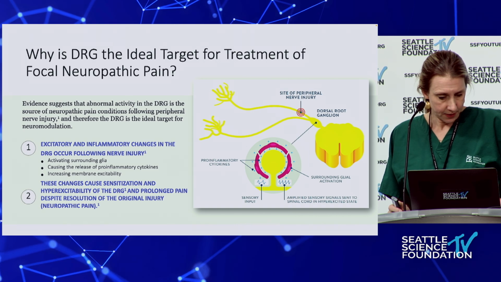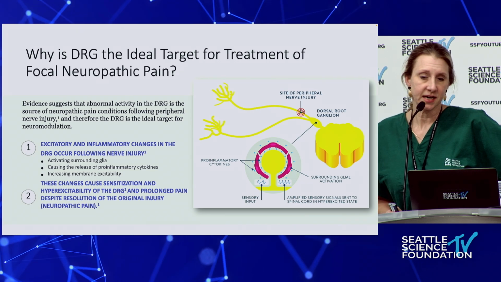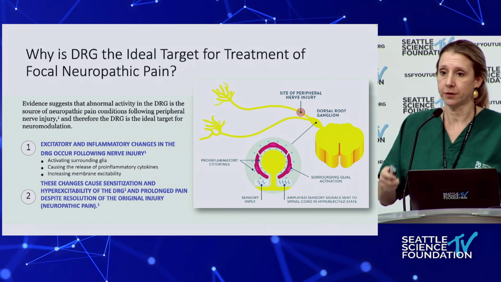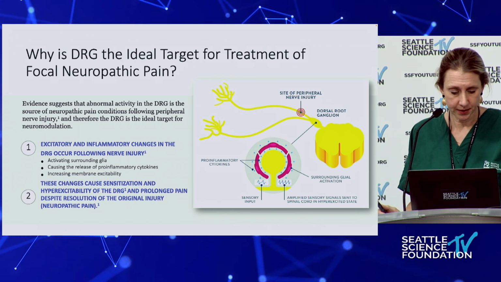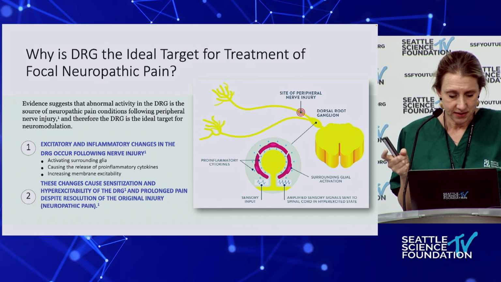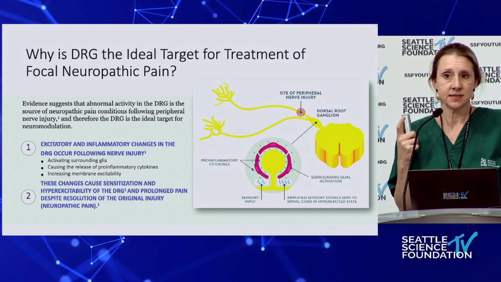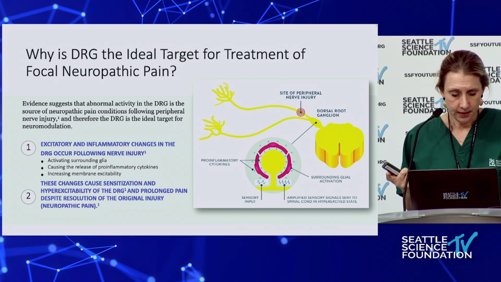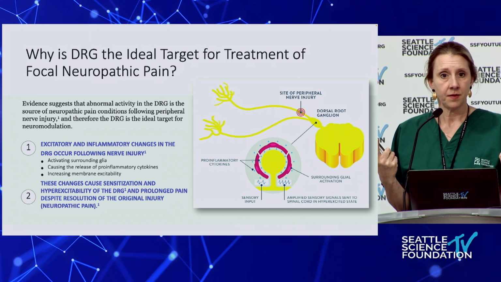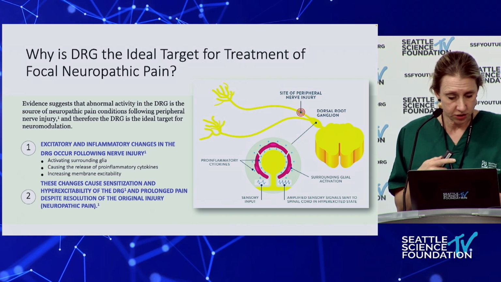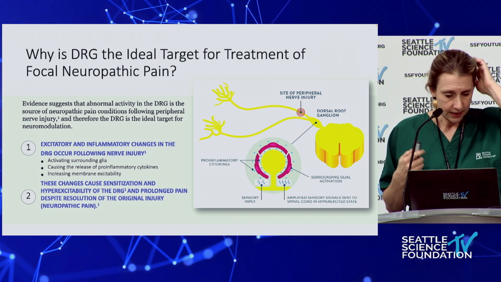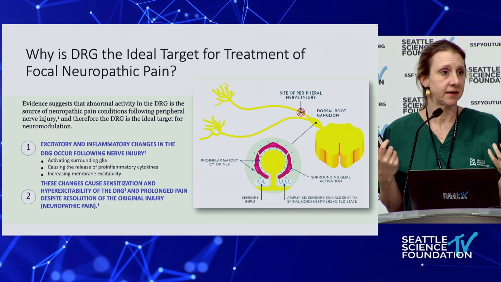All right, so the evidence, why is DRG ideal for the treatment of focal neuropathic pain? I think that's what you need to remember, focal neuropathic pain in terms of patient selection. What we know is that there is abnormal anatomy in the DRG in instances of peripheral nerve injury. There are excitatory inflammatory changes that occur in and around the surrounding glial cells within the DRG that cause a release of pro-inflammatory neurotransmitters and then increase neuromembrane excitability.